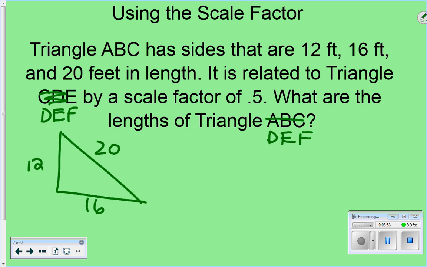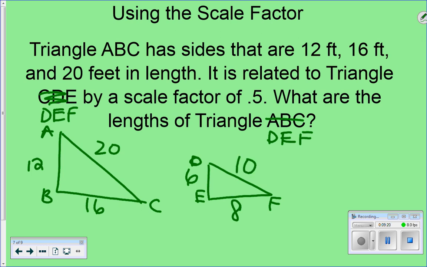There we go. Does that make sense? A, B, C. And then I'm going to create another triangle that's similar. D, E, F. Now I'm going to use my scale factor. What's my scale factor? 0.5. So to do this, I'm going to go back to my original, multiply each side by 0.5, and I just created a similar triangle. So this would be 6, this would be 8, and this would be 10.